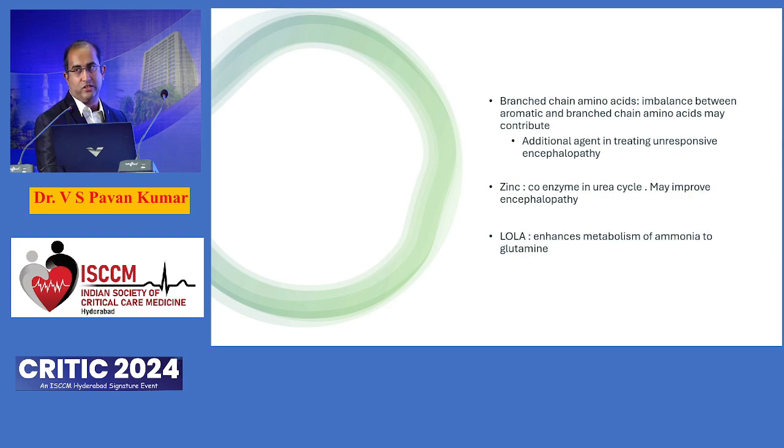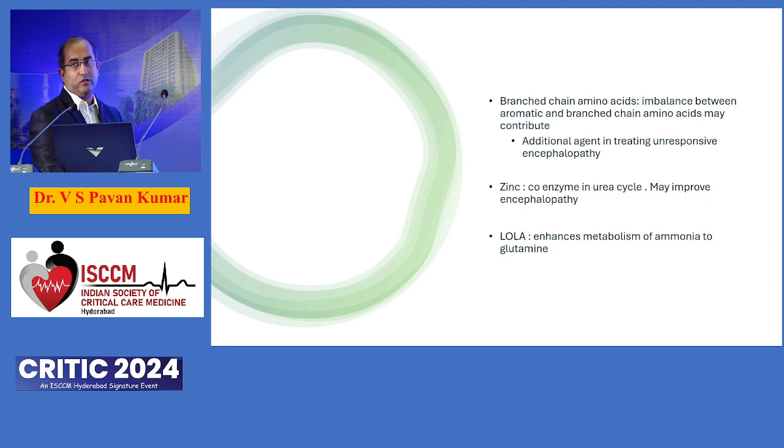Then the other pathophysiology which is thought to happen is this imbalance between branch chain amino acids and aromatic amino acids, which can cause increased production of ammonia. So branch chain amino acid supplementation may be used as an additional treatment for unresponsive encephalopathy. Okay, and then zinc. So zinc is a coenzyme in the urea cycle, and a lot of cirrhotic patients are deficient in zinc. So supplementing zinc may improve encephalopathy by increasing the efficiency of the urea cycle. And L-ornithine L-aspartate can also be used as it converts ammonia to glutamine.